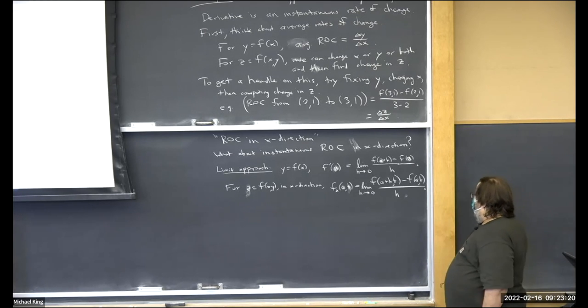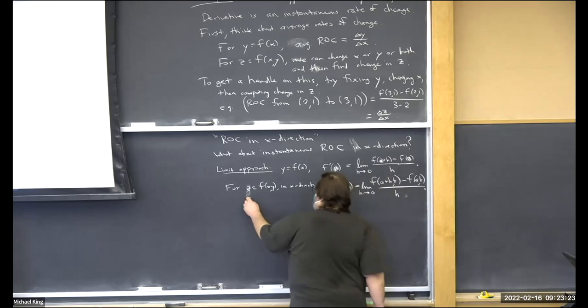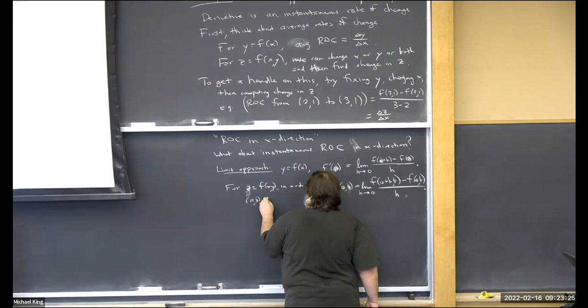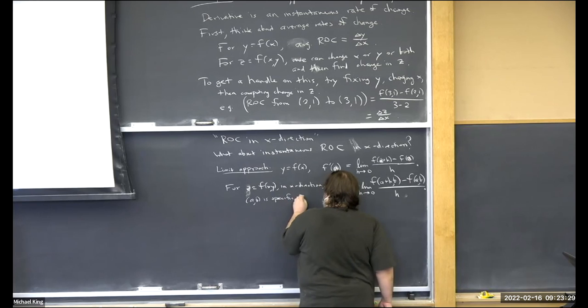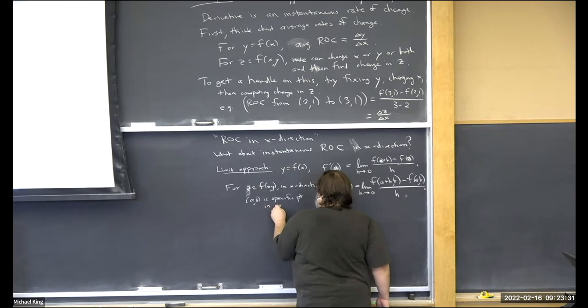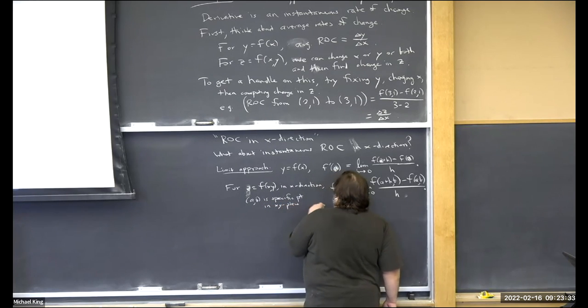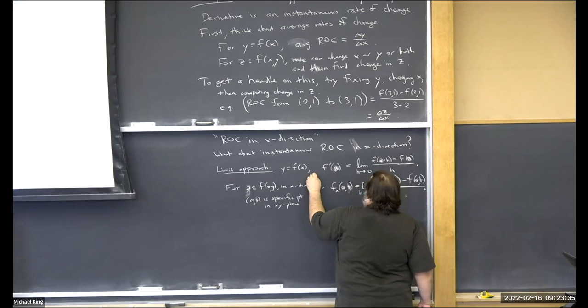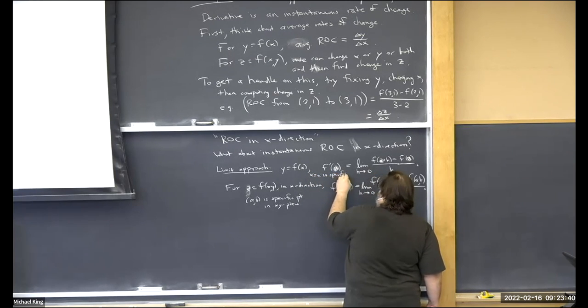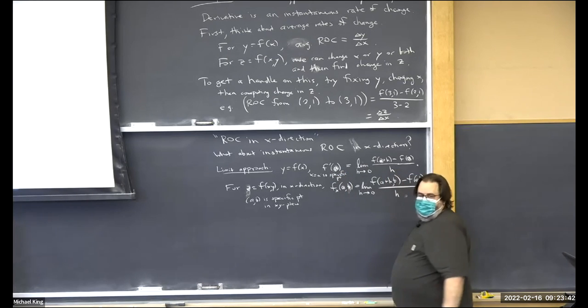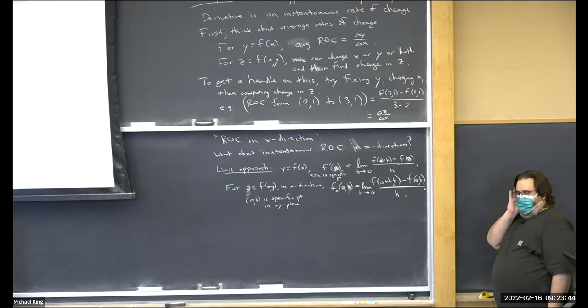A and B is just a point. A comma B is a specific point in the XY plane. It's like you want to calculate the derivative at a point, just like x equals A is a specific point if you're trying to calculate the derivative at a point. Good, good. Any other questions?